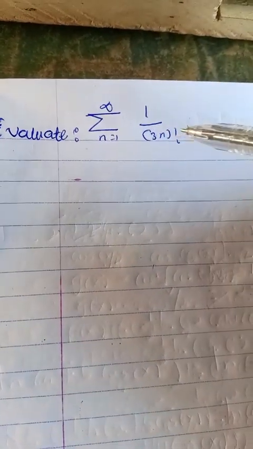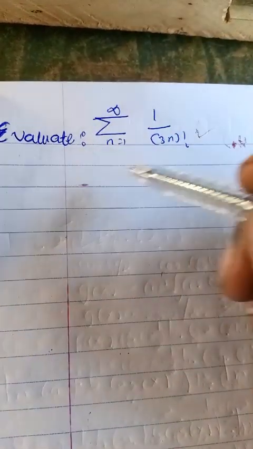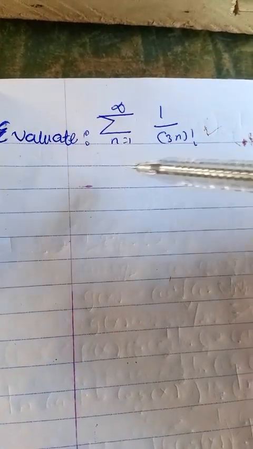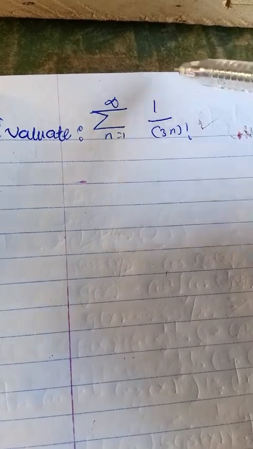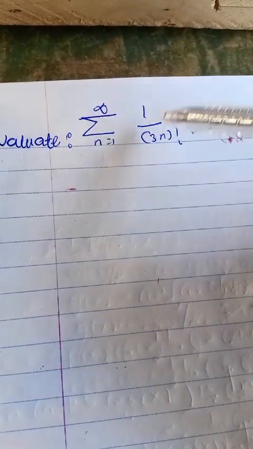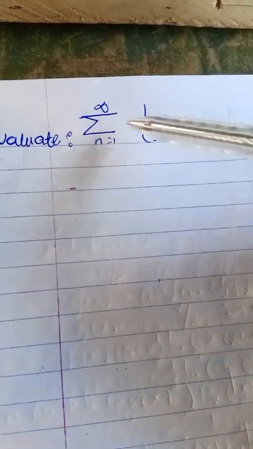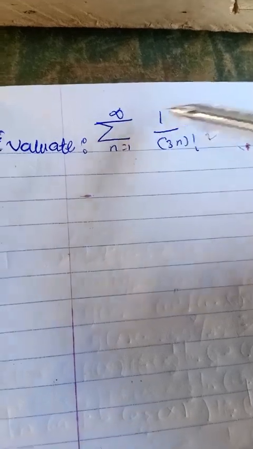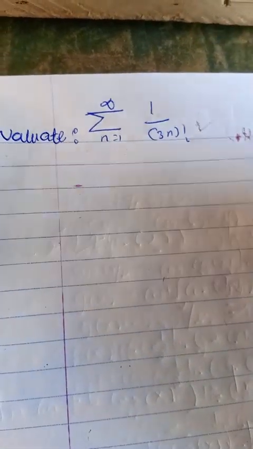Now, in this video, we are provided with this series. We are told to evaluate this: the sum of n running from 1 to infinity of 1 over 3n factorial.